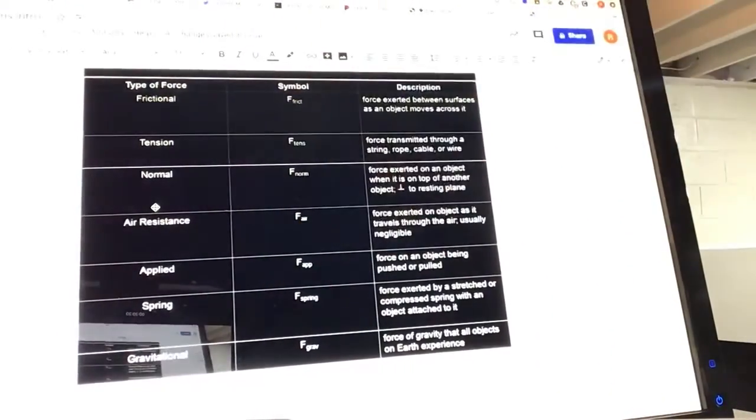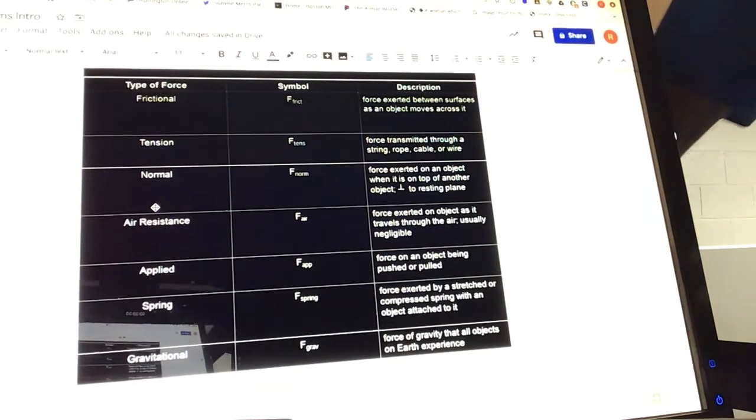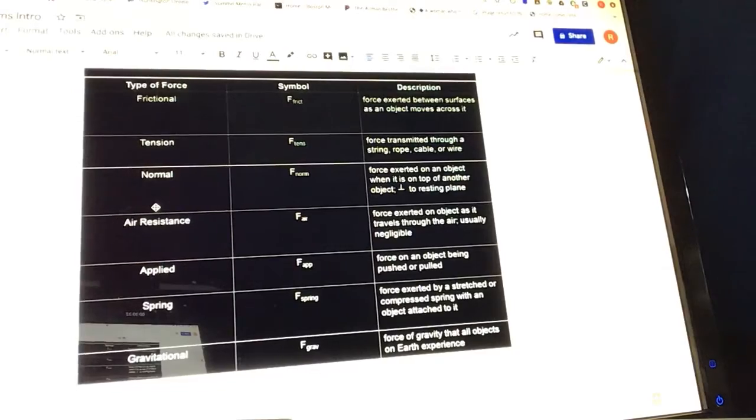Air resistance is what that other page didn't include. Air resistance, force exerted on an object as it travels through the air, usually negligible, but some of the examples you'll see in this lab you're going to do tomorrow have air resistance. It's a skydiver falling. When you're falling through the air, gravity's pulling you down, air resistance is pushing up. Okay.